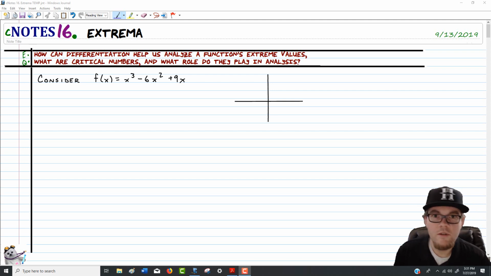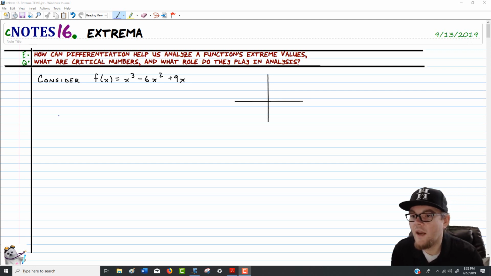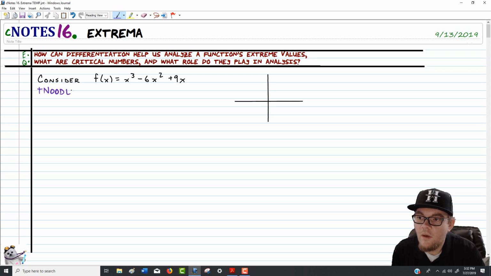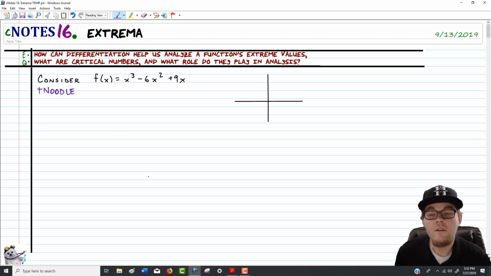And the function I've given you is a very thoughtfully chosen function, but it is a polynomial: x cubed minus 6x squared plus 9x. Now when you look at this function for the first time, you may just start to think about what types of things you know about it, like you're prejudging the function. And one thing that I imagine you might notice is that, of course, this is what we would call a positive noodle. And all that means is that it's an odd-degree polynomial function with a positive leading coefficient. And that's useful because it does give us some information about the way the function looks.